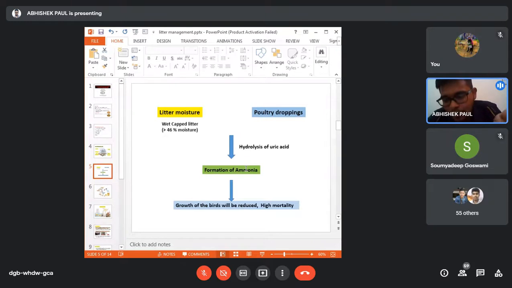And this ammonia will cause damage to the respiratory tract, as well as eye problems and leg problems. Okay, so now is it okay?